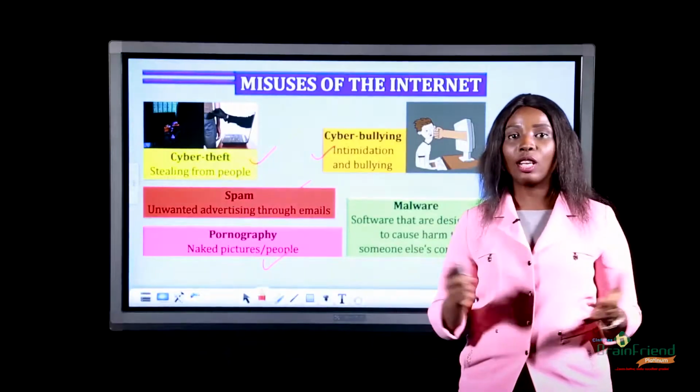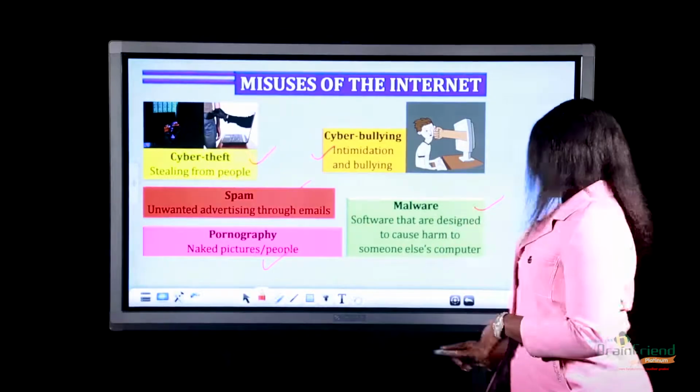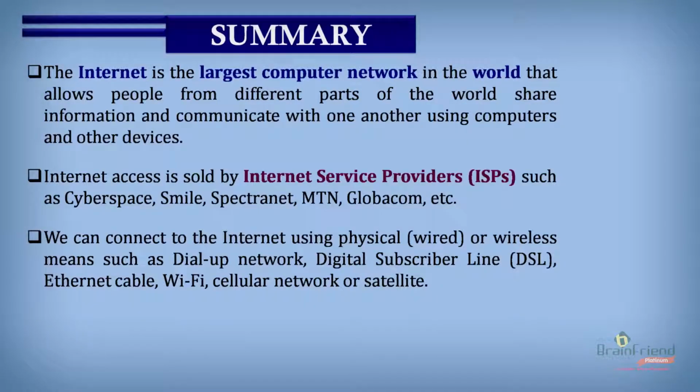So far, we've learned a lot. Let's have a quick recap. We've learned that the internet is the largest computing network in the world that allows people from different parts of the world to share information and communicate with one another using computers and other devices. We've also learned that internet access is sold by internet service providers called ISPs, such as Cyberspace, Smile, Spectranet, MTN, Globalcom, and so on. Also, we can connect to the internet using physical or wireless means, such as dial-up network, digital subscriber line, Ethernet cable, Wi-Fi, cellular network, or satellites.